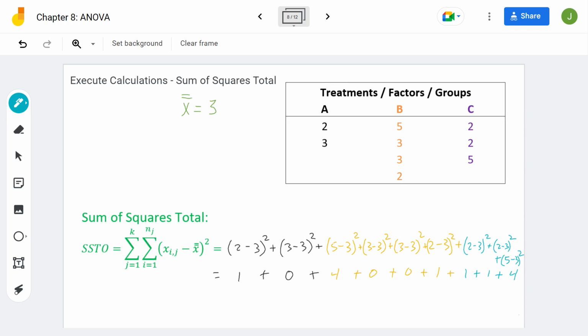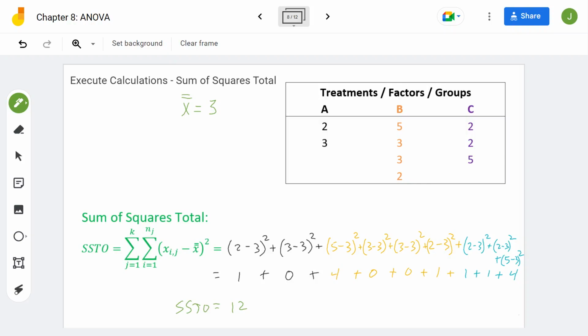So those are all the square deviations right there. And then the last thing I need to do is take and add these up. So 1 plus 4 is 5, 6, 7, 8, plus 4 is going to be 12. So our sum of squares total is 12.